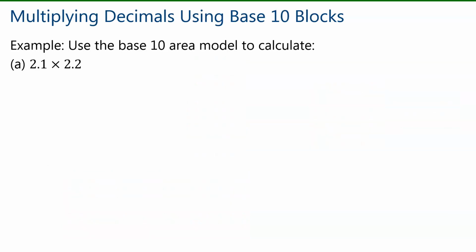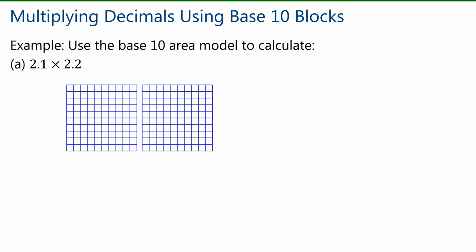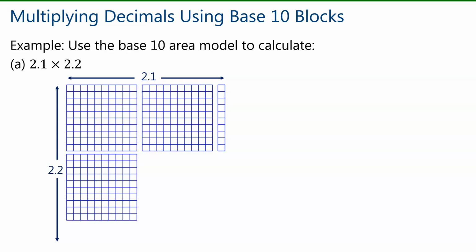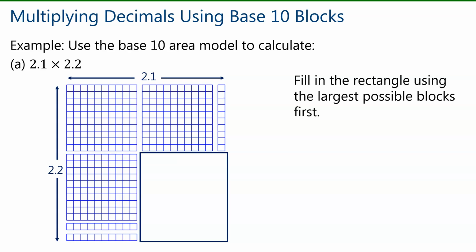So now let's use our blocks to help us calculate 2 1/10 multiplied by 2 2/10. So let's start by representing 2.1. So I need 2 of the flats and then 1 of the rods. So that's 2 1/10. Now down the side, I'm going to represent 2 2/10. Now I already have one whole there, so I just need another one, another flat, and then 2 of the tenths.